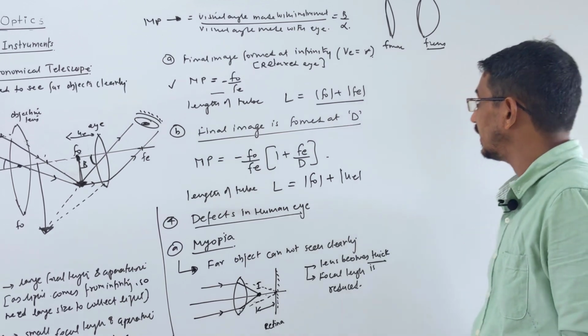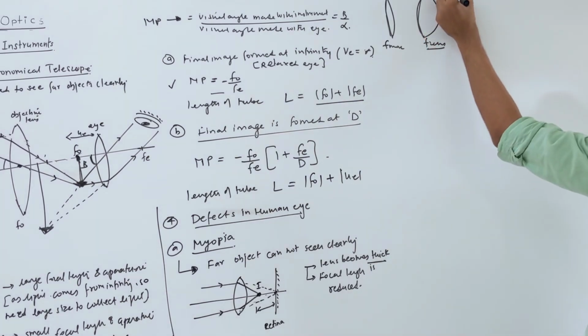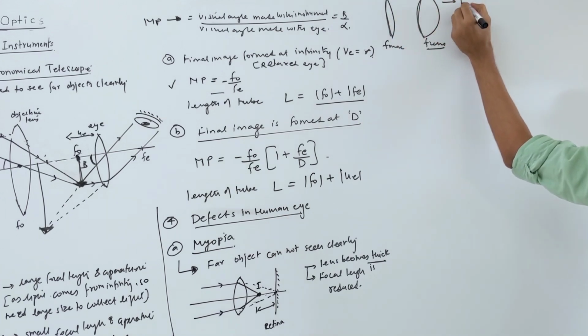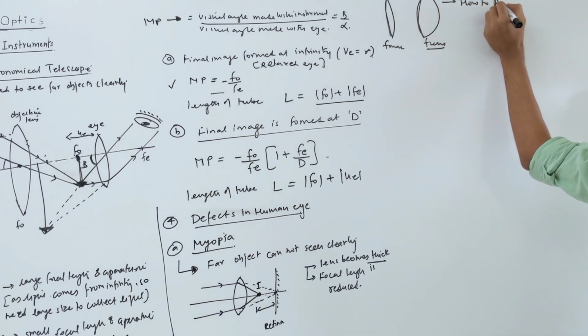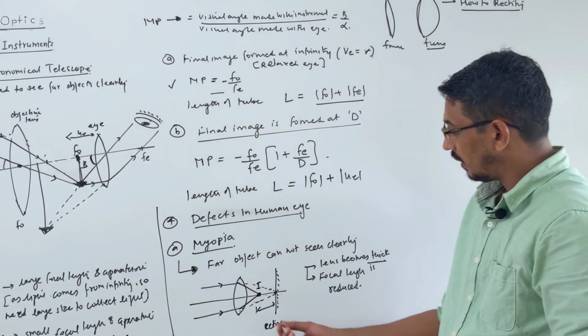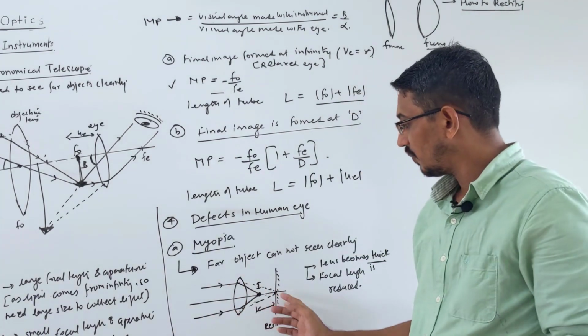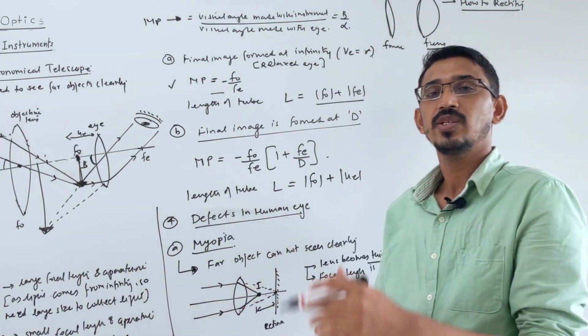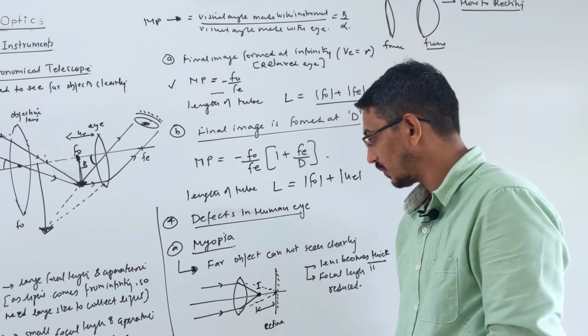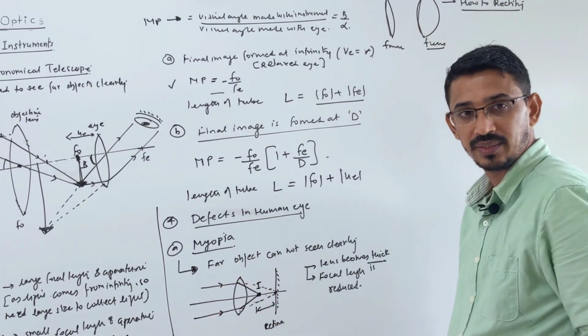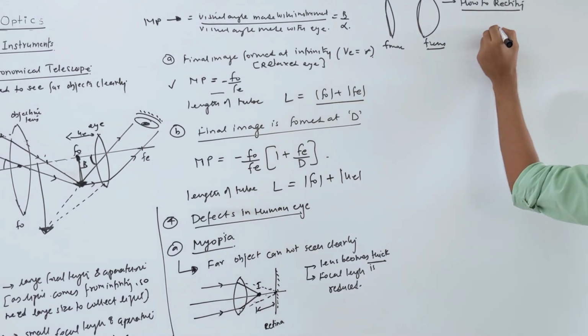Now how to rectify this? You know that we want to meet these rays at this point, which means we have to diverge them. They're meeting before the retina, so we have to diverge them. So we need a diverging lens to correct this. If you put a diverging lens in the path of these rays, they will diverge and come back here. Same thing only.